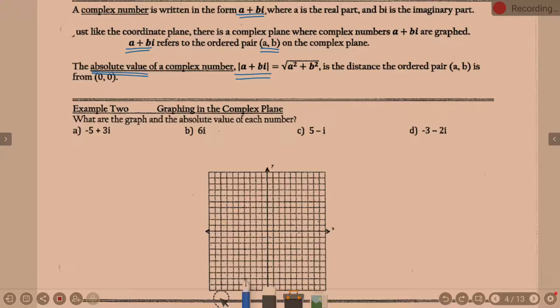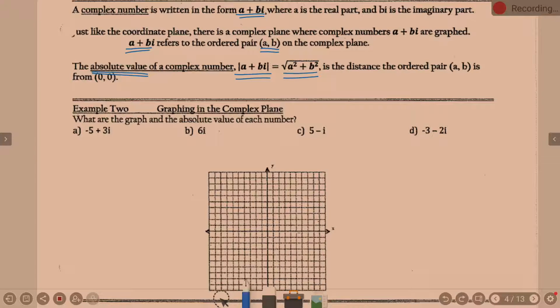Okay, well. Anyways, in order to do the absolute value of a complex number, we can't just make it positive. It's a little more complicated than that, but they give us a formula here. So anytime you're asked to find the absolute value of a complex number, you're going to be doing the square root of a squared plus b squared.